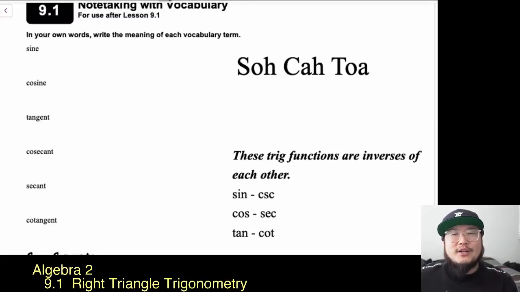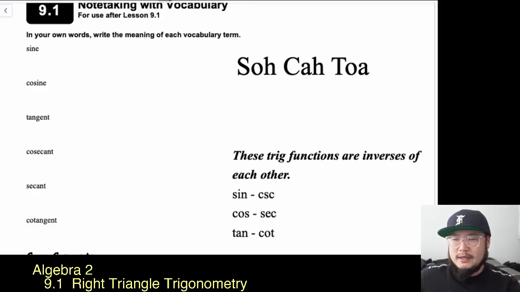Welcome back. Let's take a look at section 9.1, right triangle trigonometry. As you can see here, we've got several terms that you should have seen last year in geometry. We have sine, cosine, and tangent. If you don't know what those are, you may need to go back and look at your notes from geometry. But one thing you should know about sine, cosine, and tangent is this: SOHCAHTOA. Remember, sine, cosine, and tangent are ratios of a triangle.